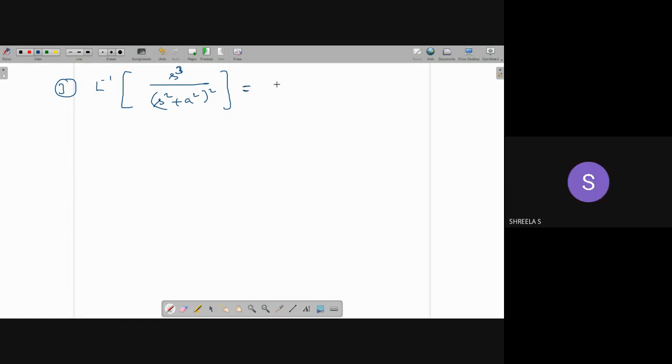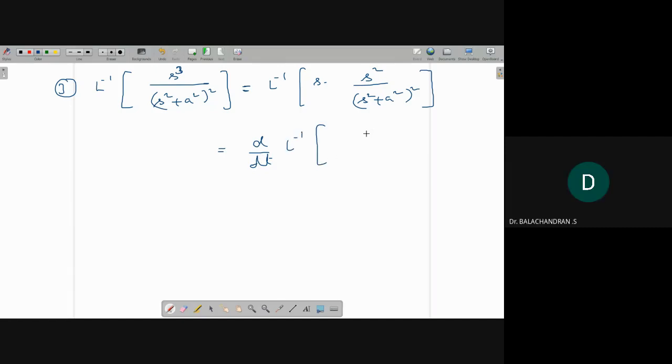Sir, we can take S common. Very good. Remaining is S square by (S square plus A square) whole square. So now, what is the next step, Sheila? S into F of S. So d by dt of L inverse of s square by s square plus a square whole square. F of s is s square by (s square plus a square) whole square.